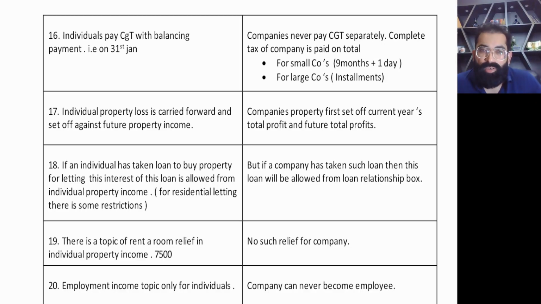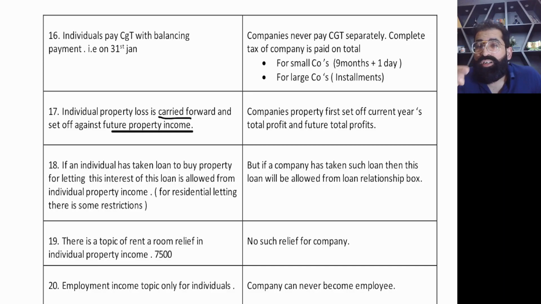The next one: an individual's property loss is carried forward and set off against future property income. And even in this, there are a few classes. There is one special individual property income called FHL, furnished holiday letting. Listen very carefully, only talking about individuals. If an individual is earning FHL property income, then the FHL property loss will be carried forward and set off against future FHL property income. Very clear.